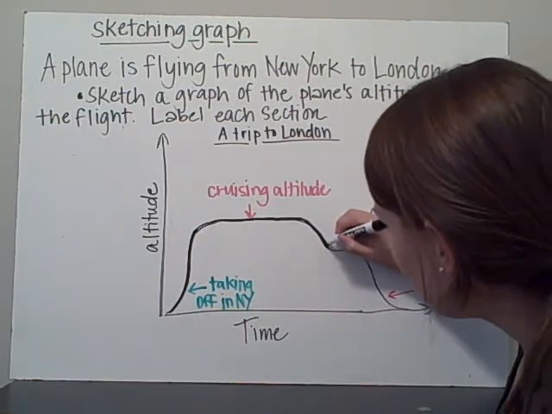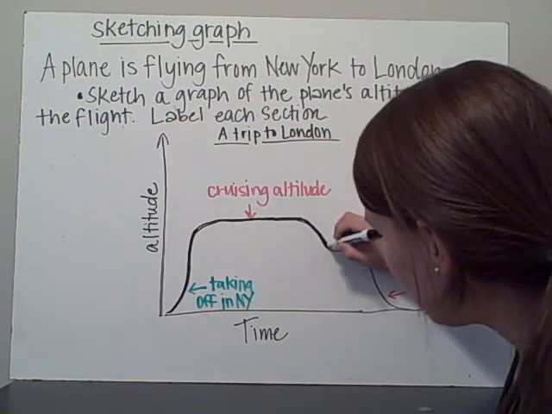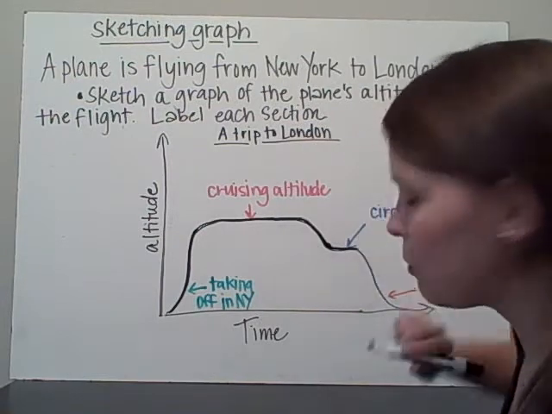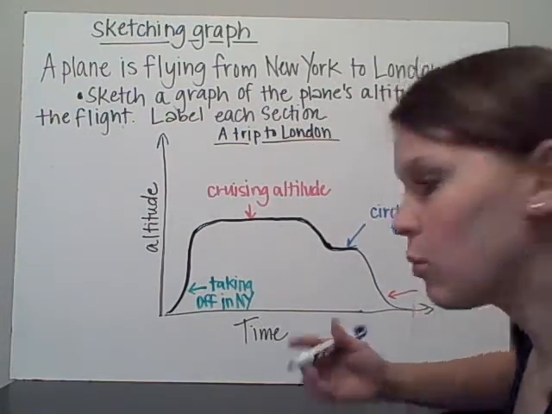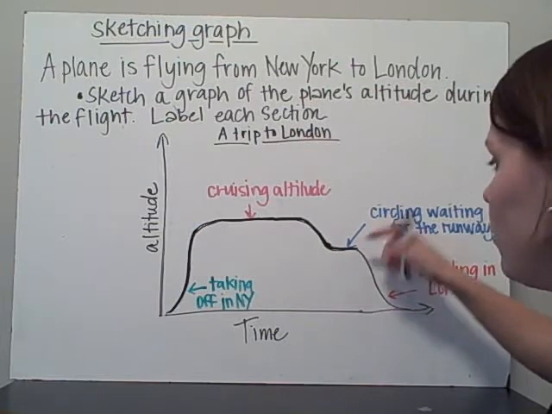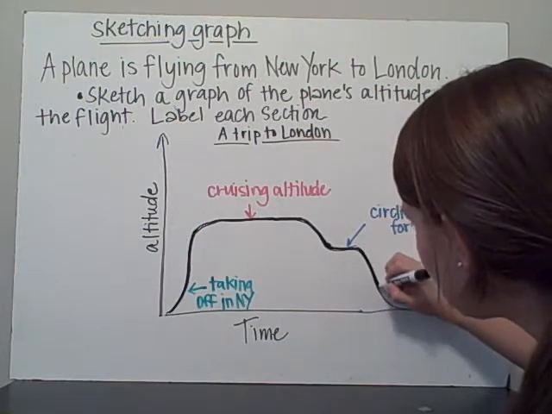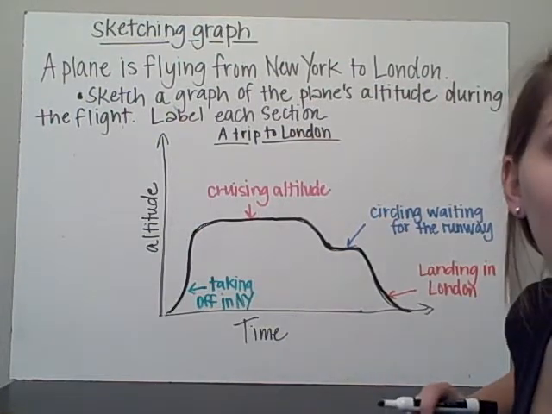Now most of the time, you have to circle around the airport so that you get to the correct runway. So we'll kind of slow down. And then we make our last descent to our landing in London.